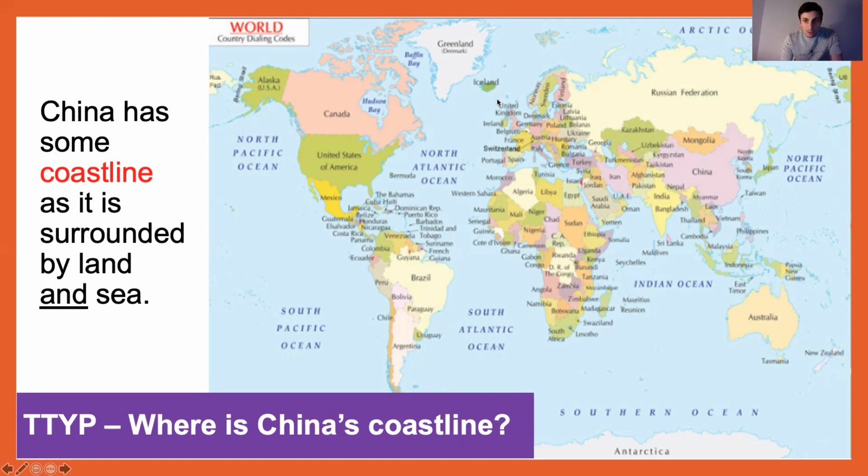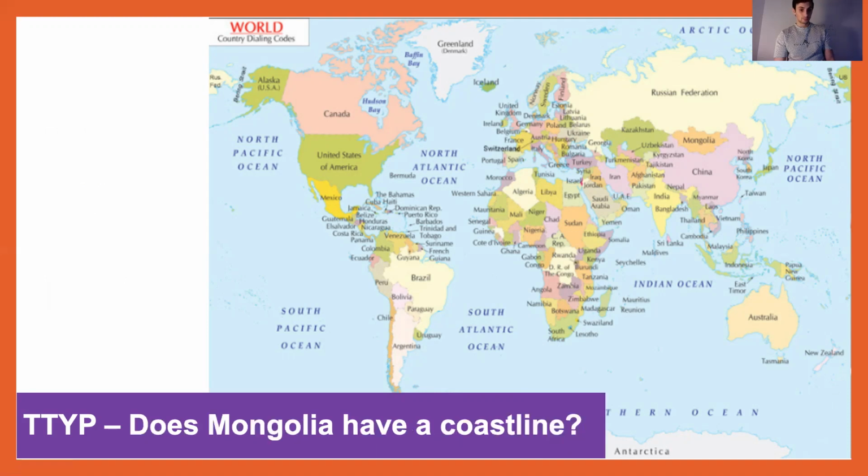Let's find somewhere else. Iceland up here, if you're following my mouse, has a coastline all the way around it because it's an island. But lots of countries don't. Brazil here has a coastline down its east side, but the west side of Brazil is landlocked. It's land meeting land. Does Mongolia have a coastline?